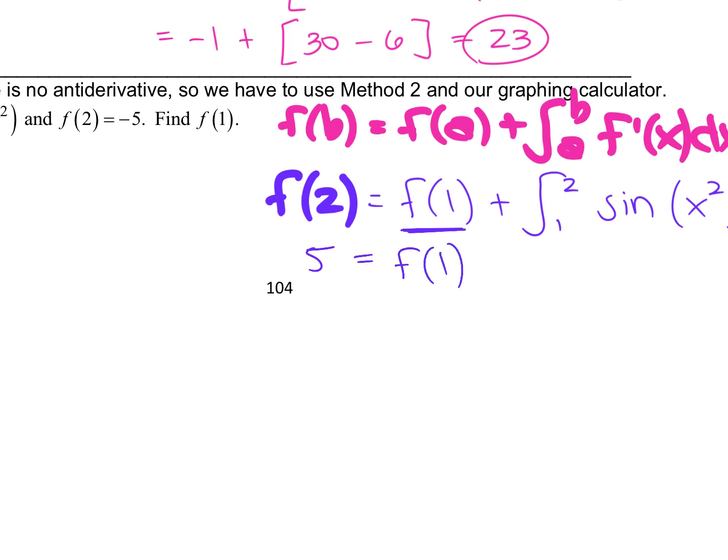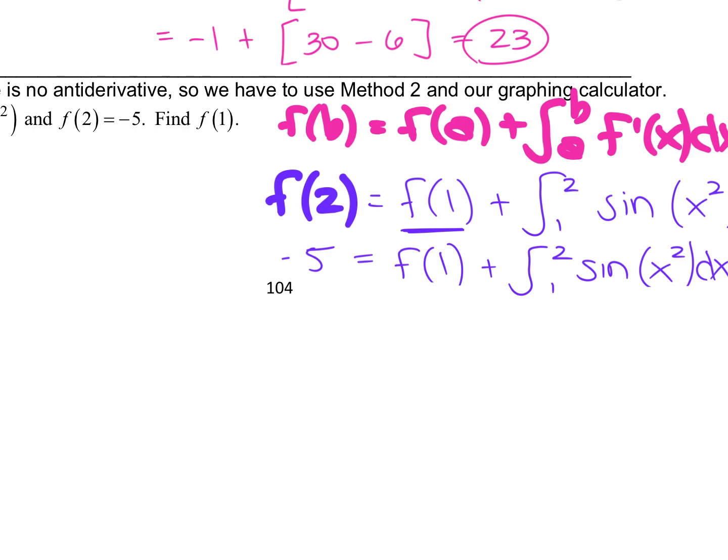So before I ever type this in my calculator, I want to know essentially what I'm solving for, so I know what my variable is. I would like to solve on my paper for what I'm solving for before I type this in my calculator. So how do I get f of 1 by itself right now? Subtract the whole integral to the other side. Are we okay with that?